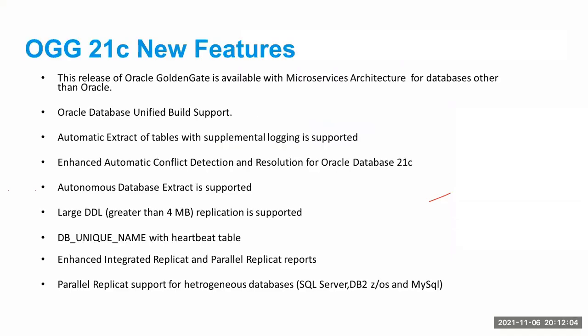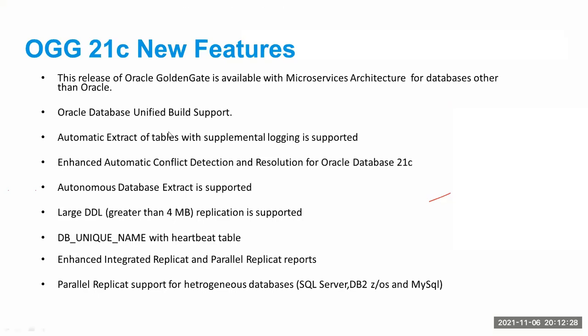Let me quickly give you a brief overview of 21C new features. Anyways, we'll be discussing a lot on that during training, but just to give you the brief overview, I have prepared the list. I thought it would be good if you know. The release of Oracle Golden Gate 21C is available with microservices architecture for databases other than Oracle. Until 19C, microservices was available only for Oracle, but now it is available for non-Oracle databases.